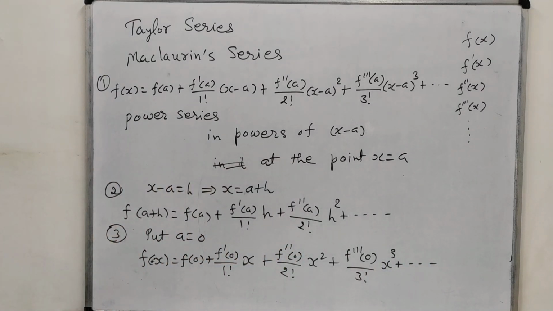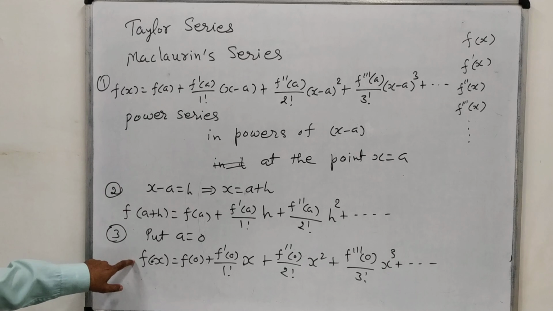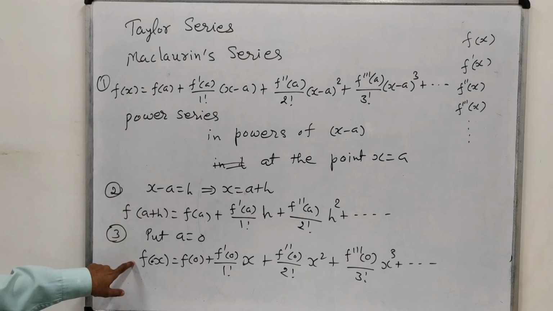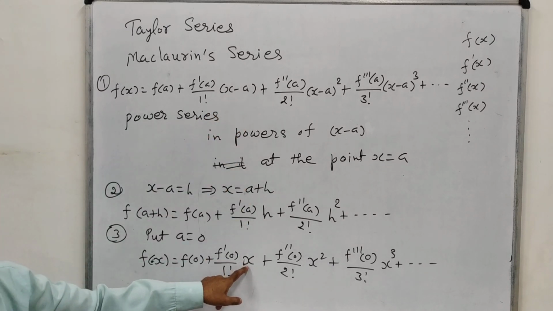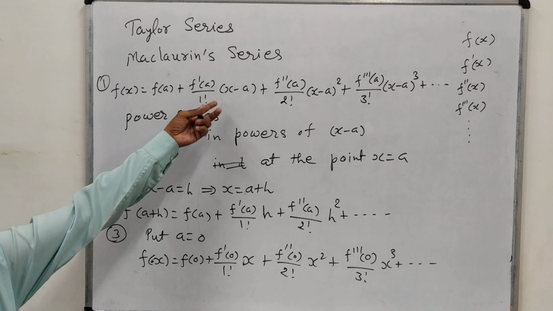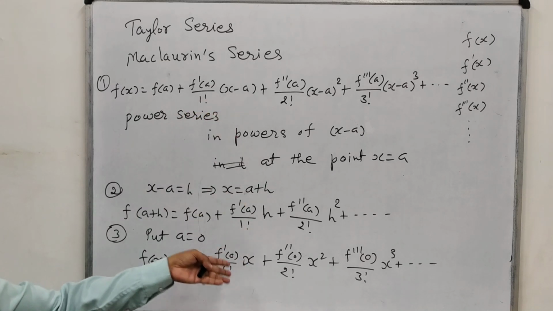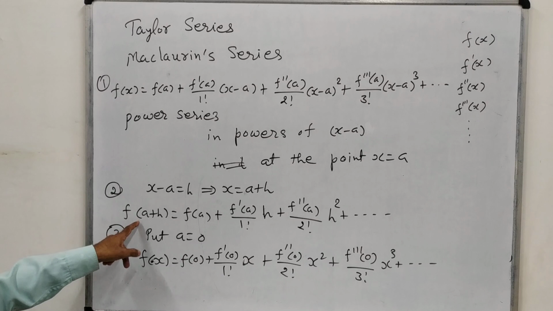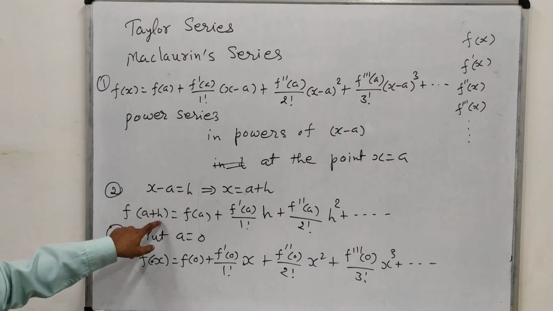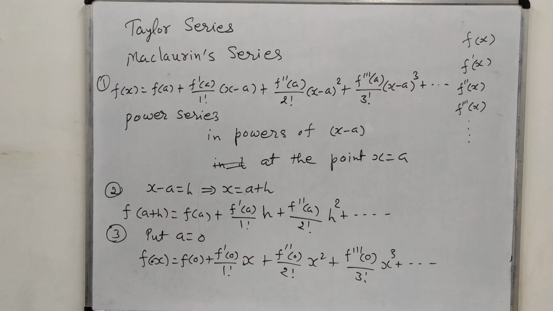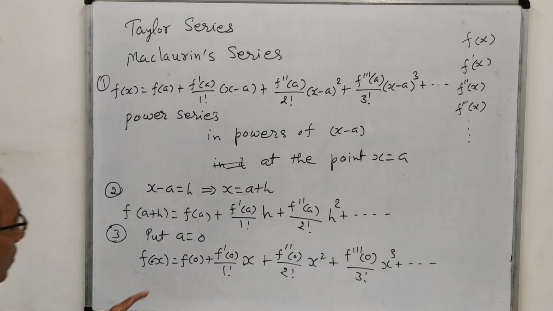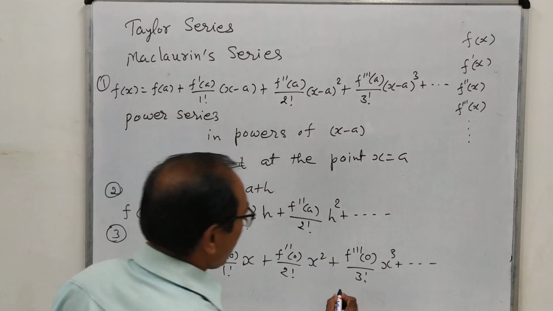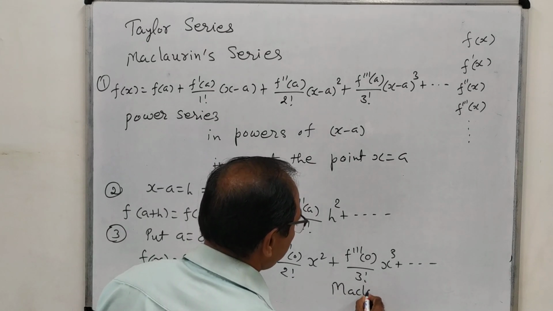So here, the first form simplifies f of x in powers of x minus a, and this one simplifies in powers of x only. Actually, both are the same thing. In this formula, we put a equal to 0 and we get this. It is very simple. But the second one simplifies the function in the form of a plus h. That means if we are given a function in the form of a plus h instead of x, then we can use this formula. So the third formula is also known as Maclaurin's series.